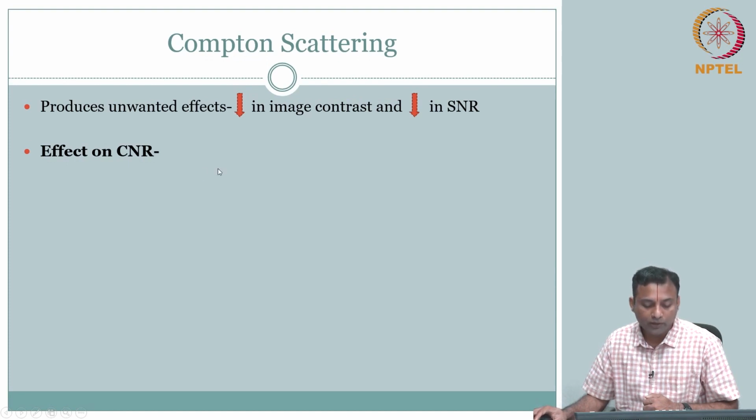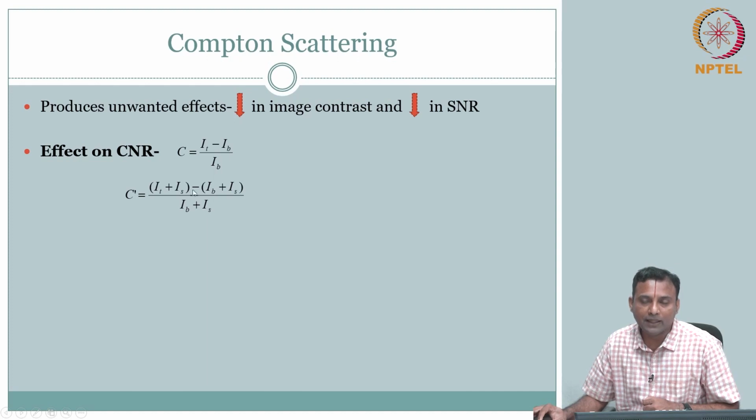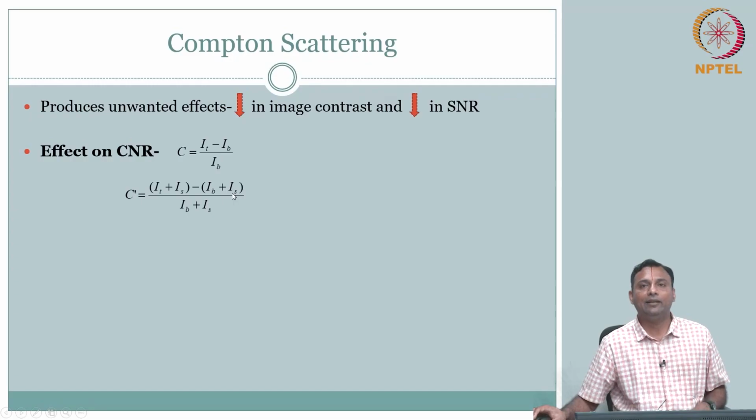Okay. So what is our contrast? It is (IT minus IB) by IB. So now we need to talk about the effect of Compton scattering. What does this Compton scattering do? Compton scattering essentially added to the target, and it also added to the background. So every pixel, remember, every pixel now gets additional intensity because of the scattering.